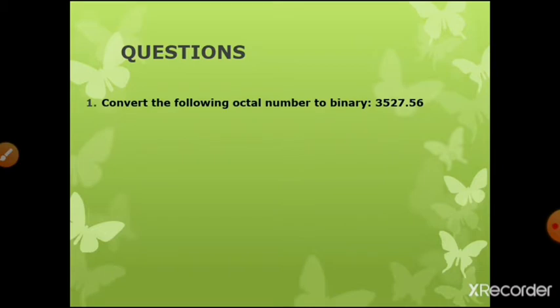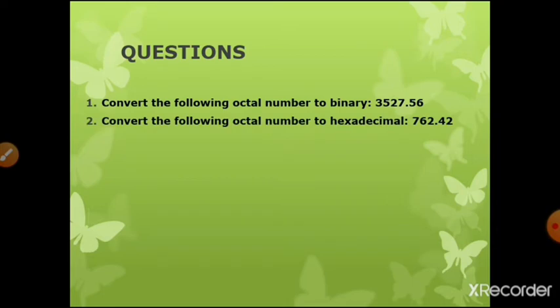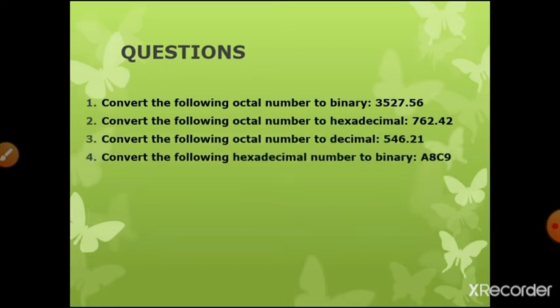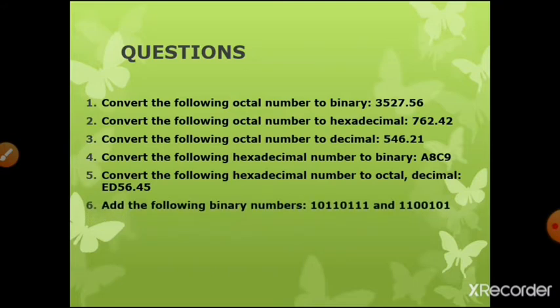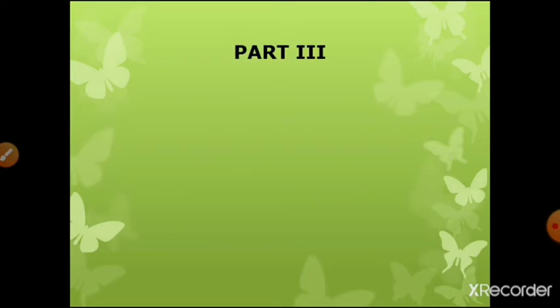Here are the questions to practice. Convert the following octal number to binary, convert the following octal to hexadecimal, convert octal number to decimal, hexadecimal to binary, and hexadecimal to octal and decimal. And here, add the binary numbers. I have given the numbers, just add them and practice yourself.